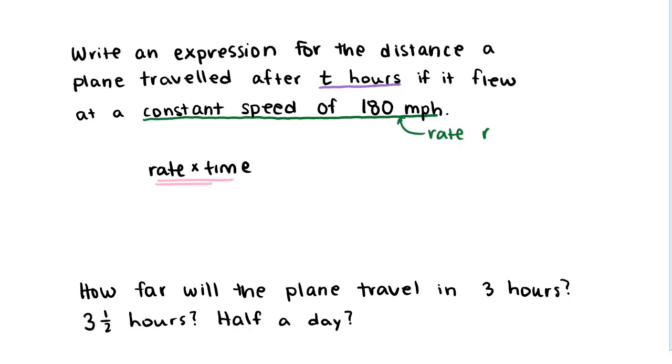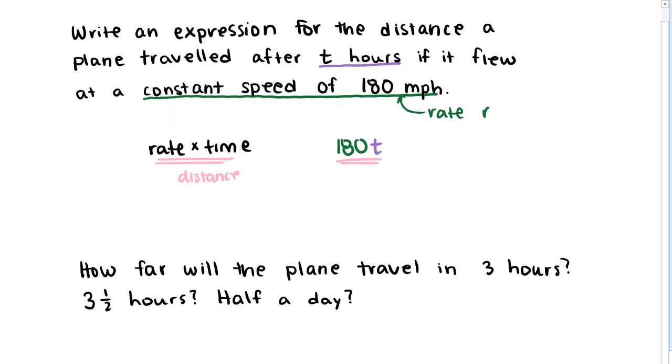This really gives us the distance. This isn't division here, I'm just underlining it to really emphasize. And so here, if we want an expression for the distance this plane has traveled, what we're really going to do is take 180, our rate, and multiply it with the time this plane spent traveling. So 180t, this is really an expression for the distance traveled by the plane.